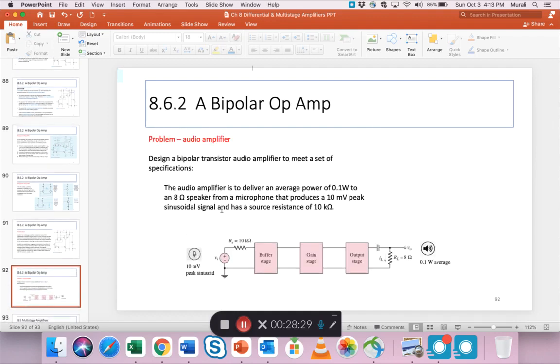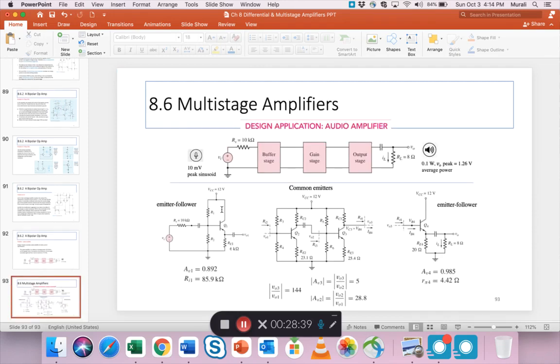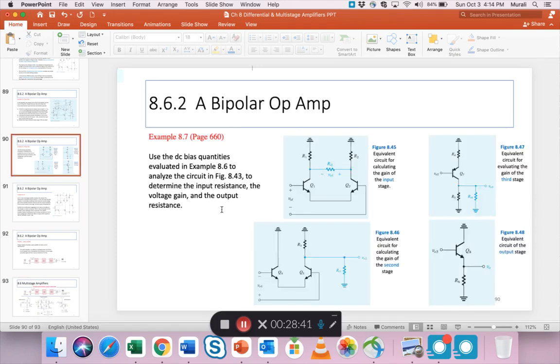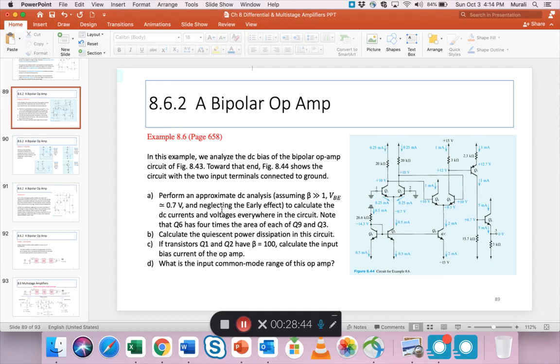After that, I have my favorite project here to do a deep analysis of the audio amplifier, a discrete audio amplifier. Okay, so these are the 4 items in the bipolar op-amp numerical examples. So let's look at each one quickly.